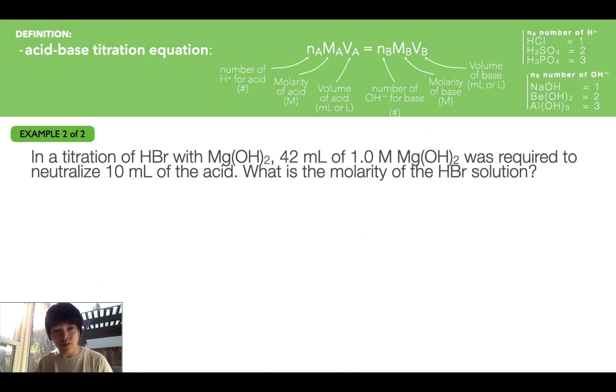In the second example, we have a titration of hydrobromic acid with magnesium hydroxide. 42 milliliters of 1 molar magnesium hydroxide was required to neutralize 10 milliliters of the acid. What is the molarity, rather, of the hydrobromic acid solution? So titration problem, it involves acid and base, and we're trying to solve for the concentration of our acid this time. It's an acid. So write down the titration equation.